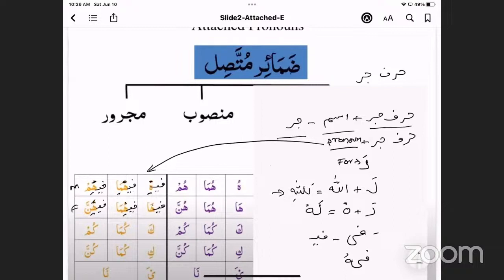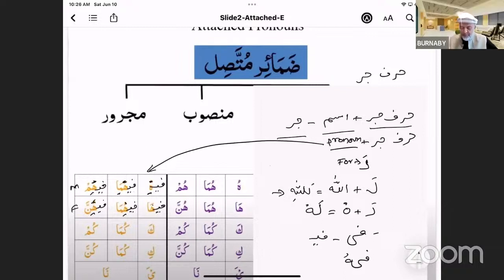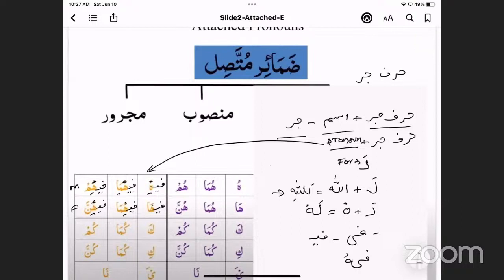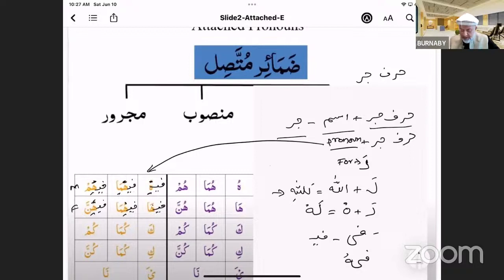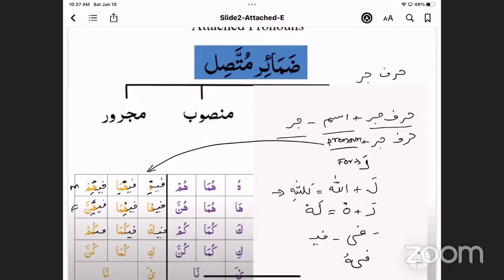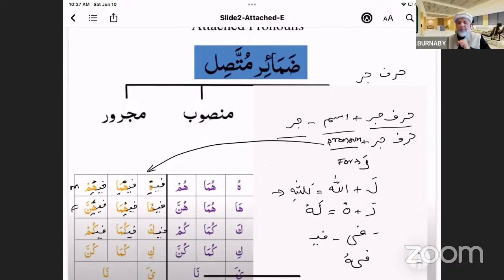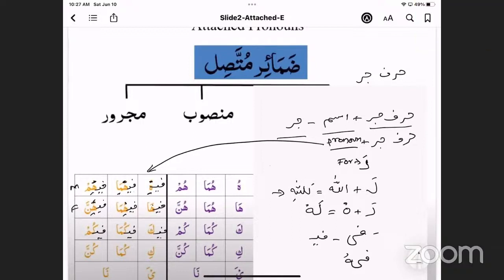Okay. So if you get this, and we have done this a long time ago, any harf jarr you have, you take this table and try to make the table. So, fihi, fiha, fihuma, fihim, fiha, fihima, fihinna. Fika, which is good. Fihuma. Good. Fikum. Now, fi is meaning in. Yes? Okay.